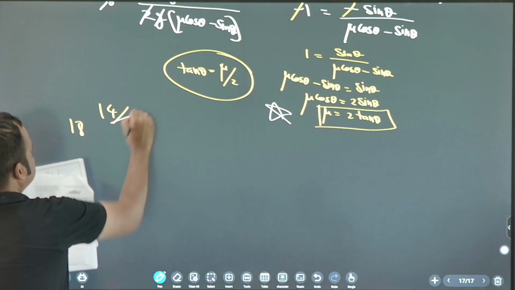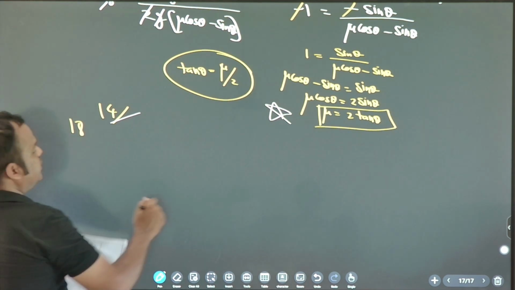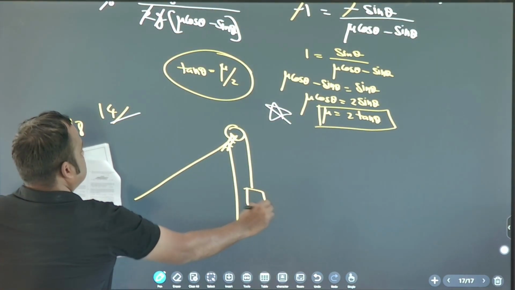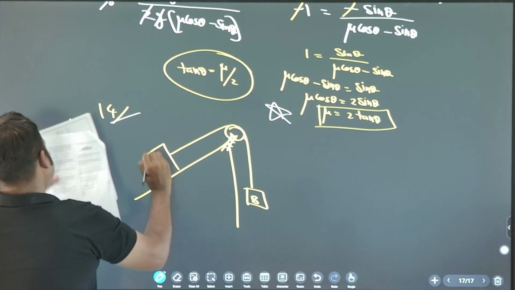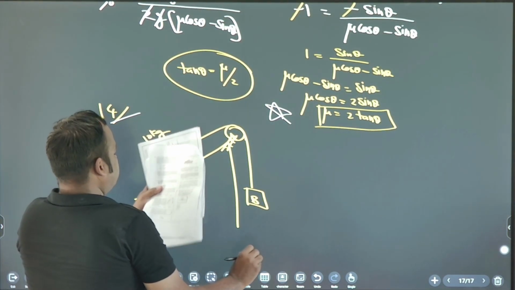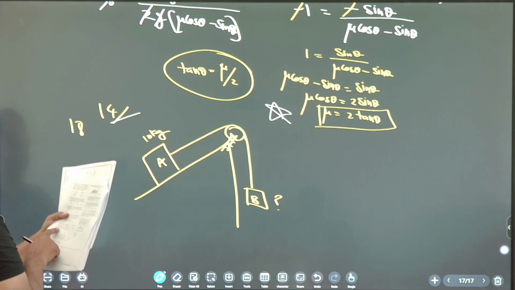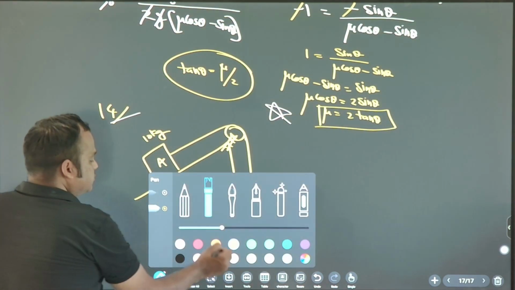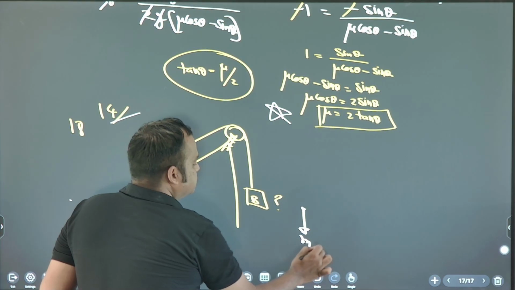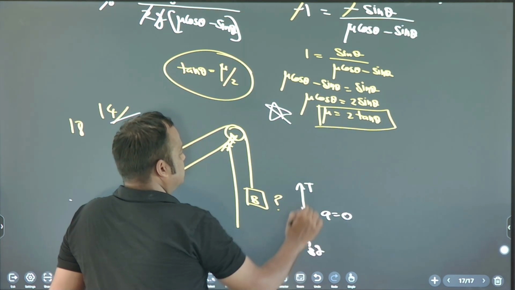Question 14. Two blocks connected over a massless pulley. Mass of A is 10 kg. B is not given. It is sliding down with constant speed. Suppose mass of B is mb. It is constant speed, so acceleration is 0. So what is the tension? Tell me.